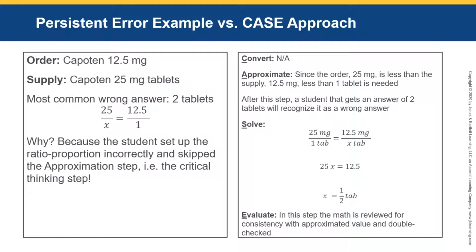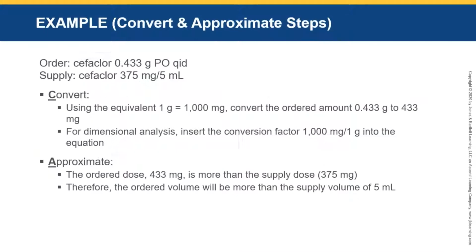It's 2 parts. First, I ask, is my answer consistent with approximate? And also, when I plug in my answer that I received for X, does the math work? We can show you that in the next example. So let's look at another example. Here we have cefaclor, 0.433 grams. So we have a conversion. For the approximate step, after we convert, we say, do I need more than the supply or less? I need more, therefore my answer needs to be more than 5 milliliters, but less than 10 milliliters.